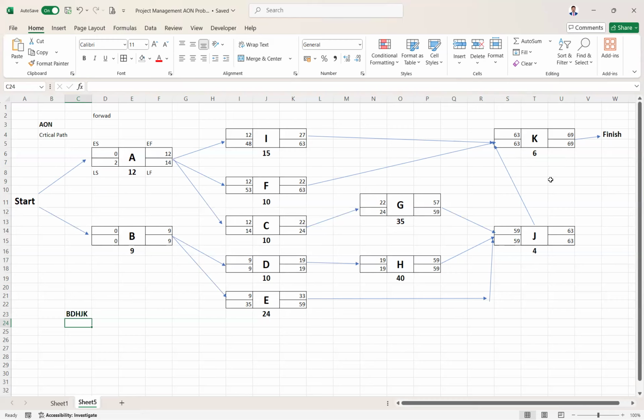This critical path has to be minimized. The time duration is to be minimized so that you don't have to face the penalty. That is called crashing. Before crashing, we'll do PERT in the next video.